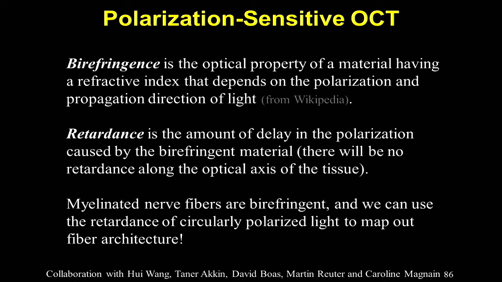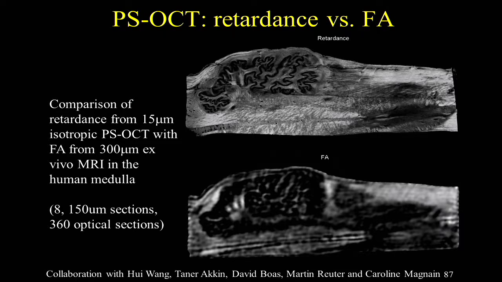Right? And so myelinated nerve fibers are birefringent. And we can use the retardance, so the phase change in the polarization of circularly polarized light, to map out fiber architecture. So here's an example. This is 15 micron isotropic OCT in the human medulla. This is the retardance, which is kind of loosely like an FA map. And this is 300 micron isotropic diffusion scans on our 4.7 scanner of the same tissue.